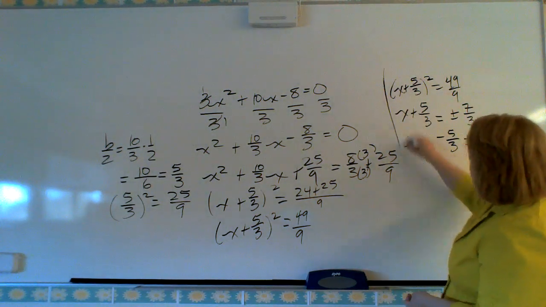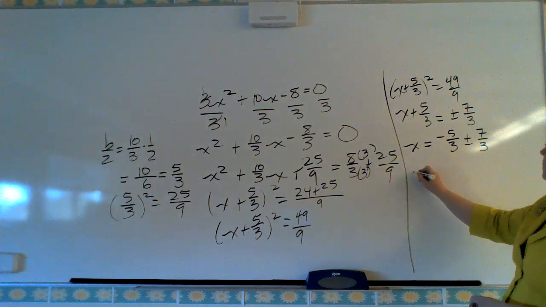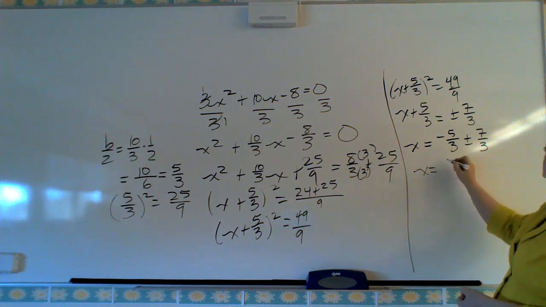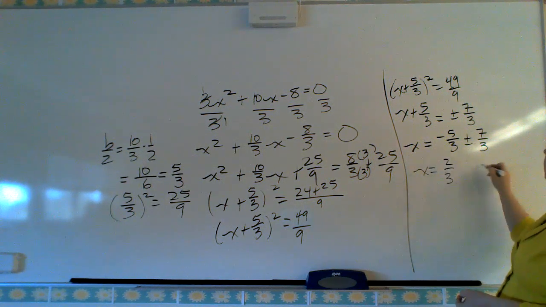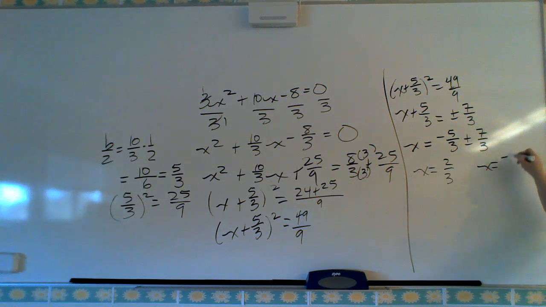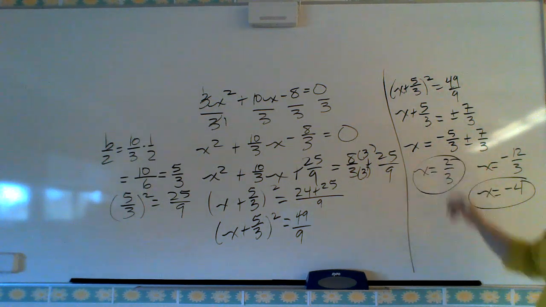So this is the second part here. So x is going to equal 2/3, and x is going to equal a negative 12/3. Well, that comes out to be a negative 4. So your answer is 2/3 and a negative 4.